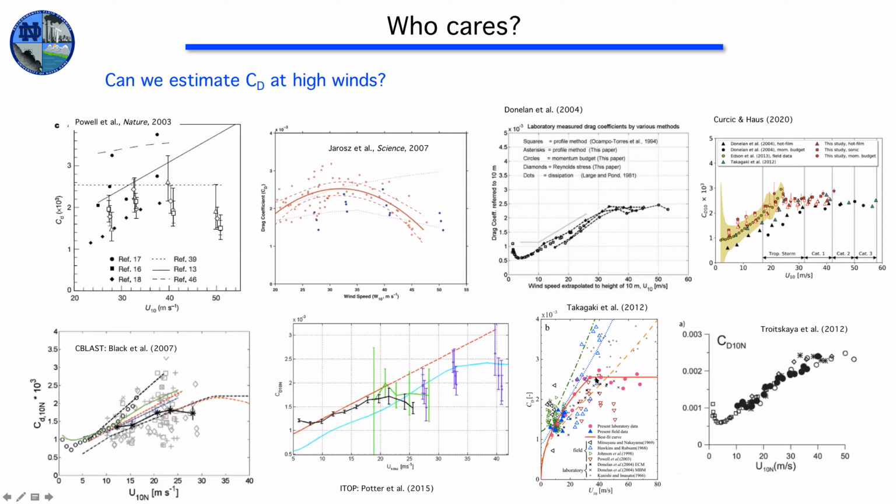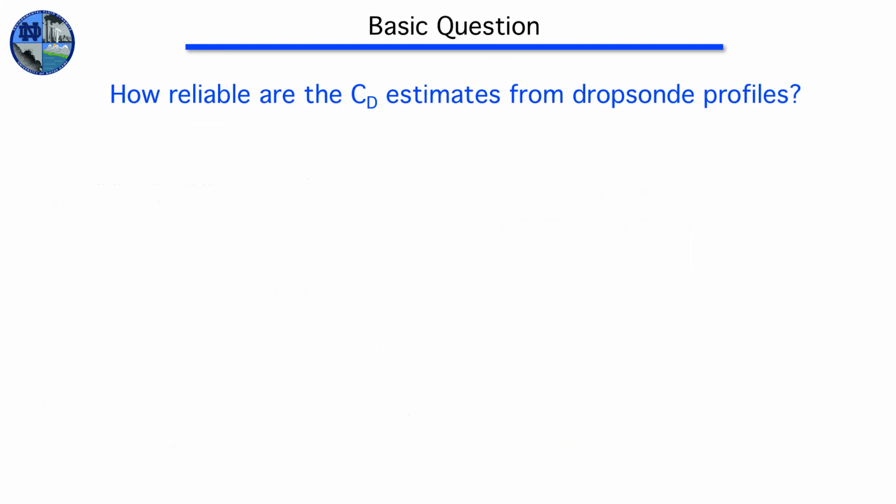There's the Japanese wind tunnel, which shows a saturation, and the wind tunnel of Troitsky et al., which seems to suggest as much too. So there's a lot of different ways of trying to estimate CD. But as you can see, there are even some qualitative differences in what happens with the high wind behavior. So today, I'm only going to focus on the dropsonde flux profile method.